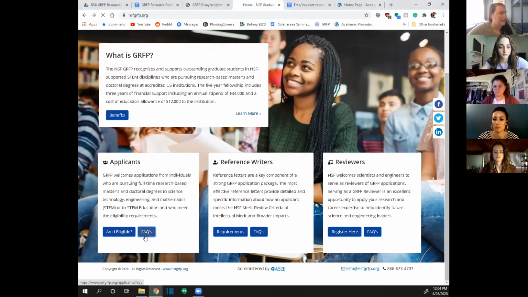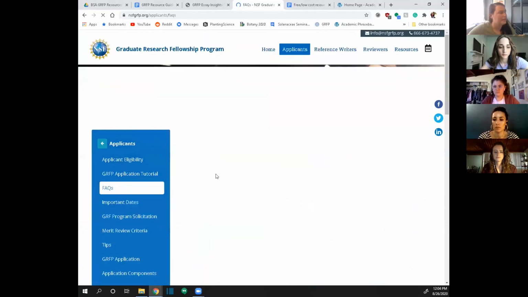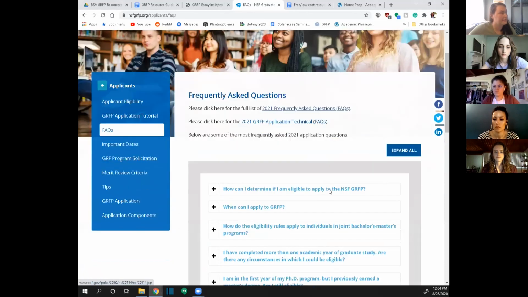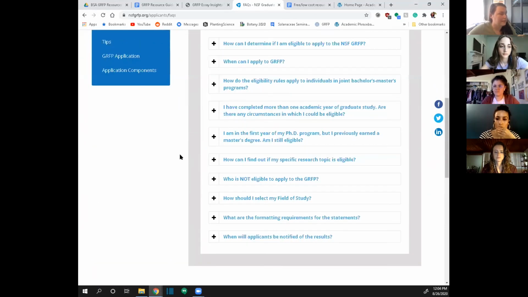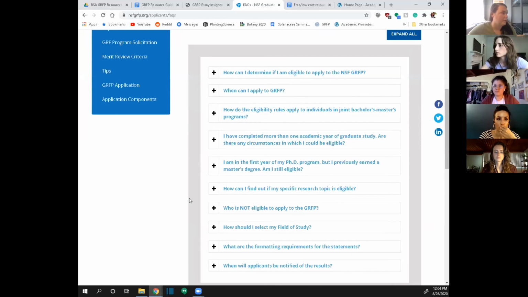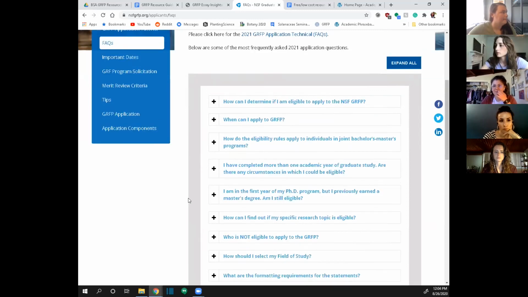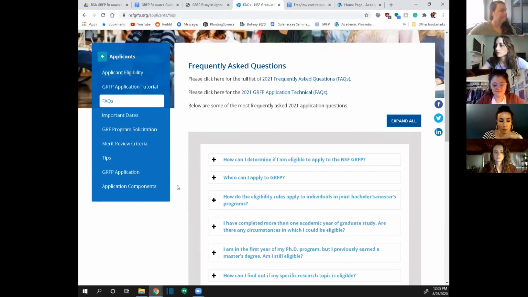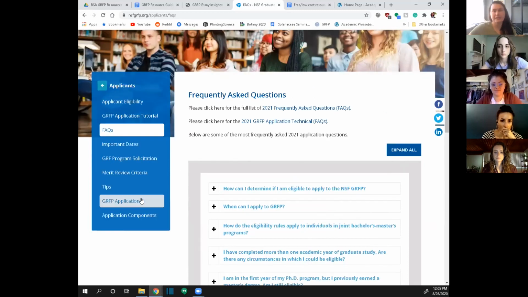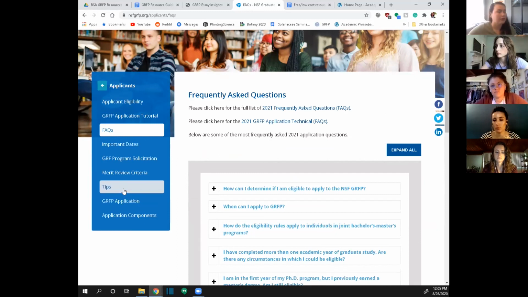Within here, you have your frequently asked questions, and there is some really good advice in here, talking about eligibility and things like that, and field of study requirements, which is helpful. When you're ready to submit, if you know you're applying for this, you can go ahead and get on Fastlane, create your account, and start asking people for rec letters. You don't have to submit your application before you ask for rec letters.